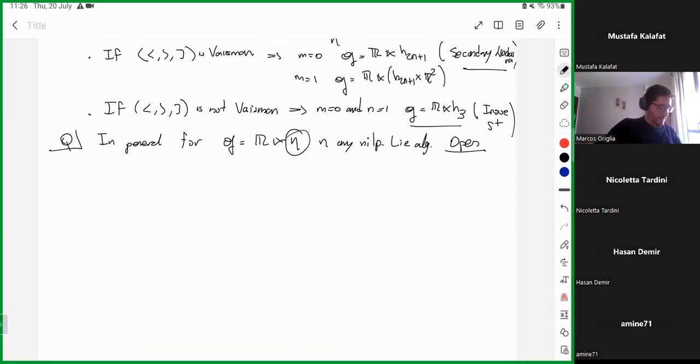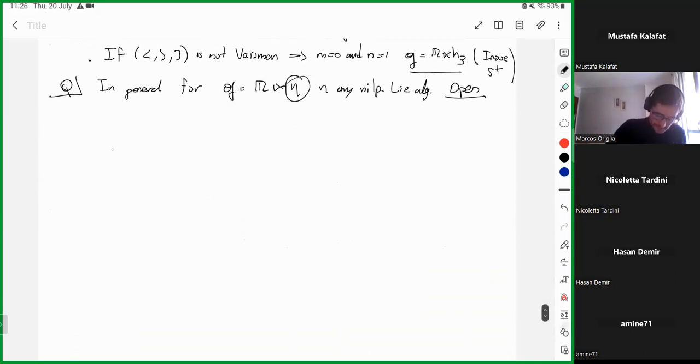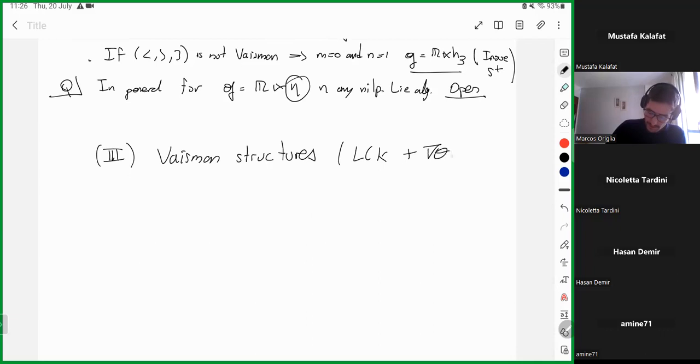So that was about the special cases. So we talked about almost abelian and almost nilpotent. So now in the last part of the talk, I want to give more detail about this particular family of LCK, so Vaisman structures. Remember LCK plus parallel form.